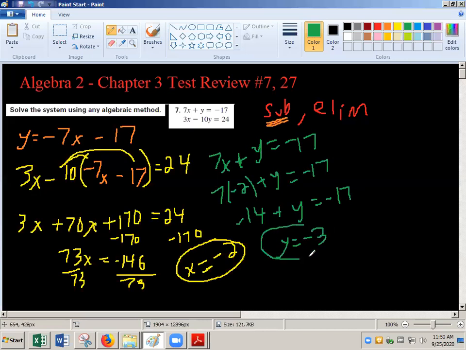We want to take our two answers, plug them back into both of our equations just to verify and make sure we did everything correctly, and it works.